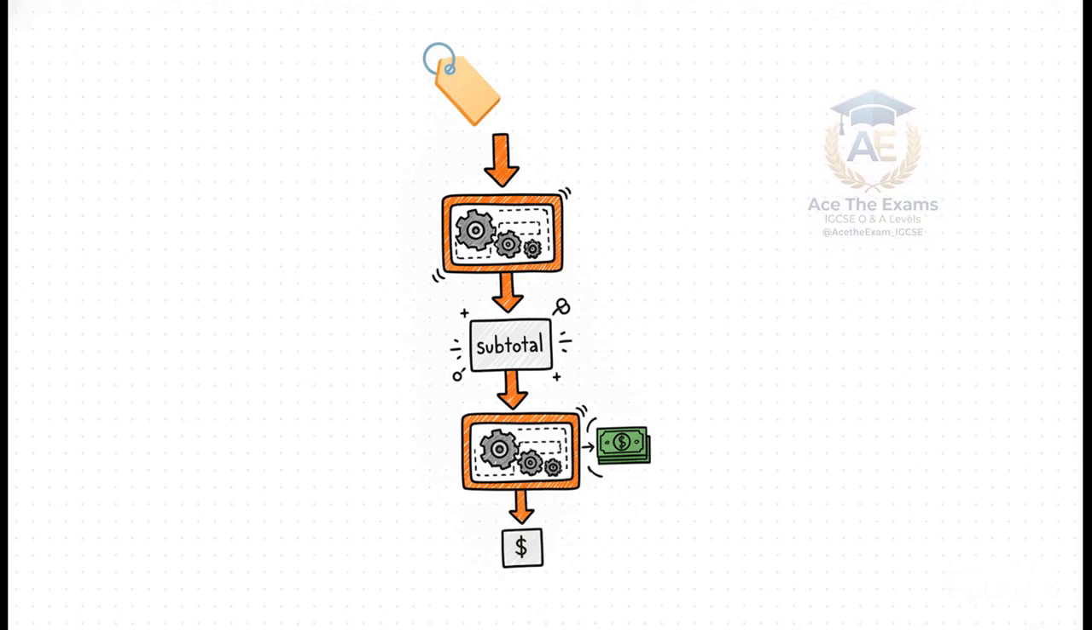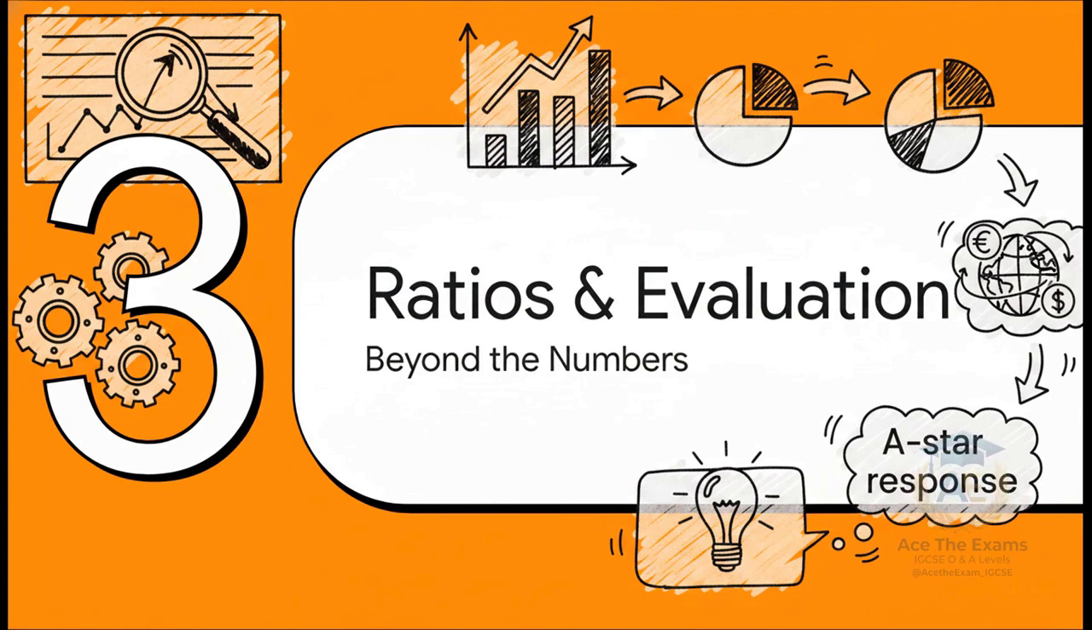So if you need a quick memory hack for exam pressure, remember the mnemonic TBC, trade before cash. Always deduct the trade discount first to find the actual invoice value, and only then calculate the cash discount on that new subtotal. All right, moving on to Section 3, AO3, Ratios and Evaluation.